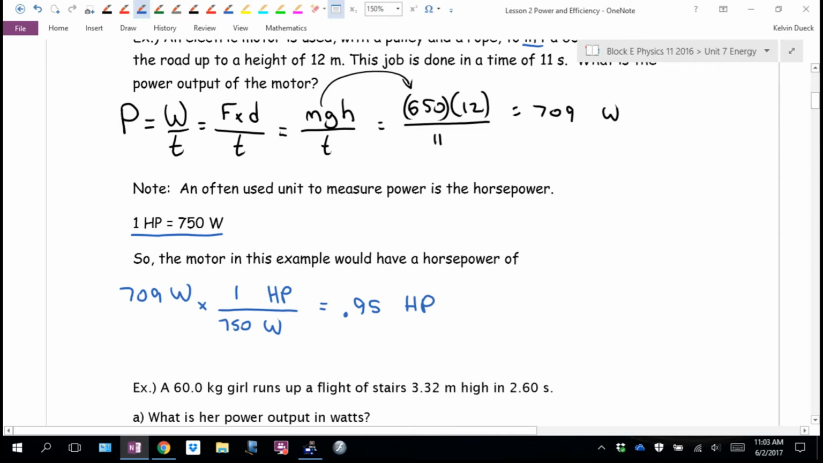If I ask you to convert something to horsepower, I assure you I will give you the conversion factor. You do not need to memorize that 1 horsepower is 750 watts. We got better things to memorize than a stupid imperial unit.